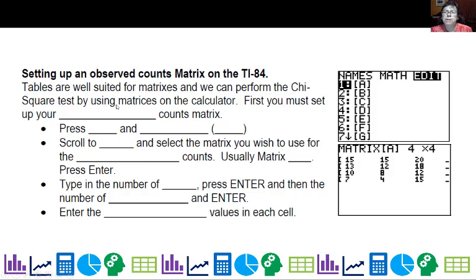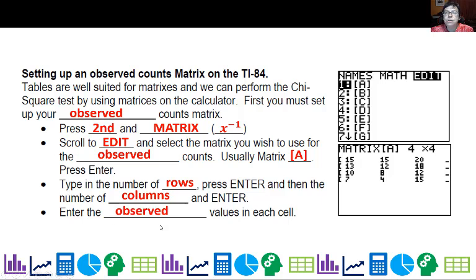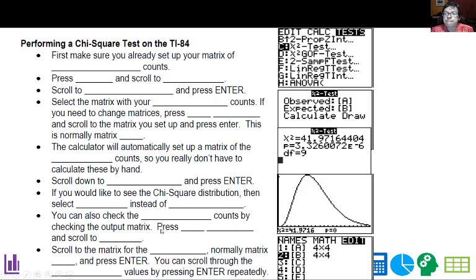If you want to set up an observed counts matrix on the TI-84, you can use matrices, right? So first you must set up your observed counts matrix. Press 2nd, matrix, the x^-1 button, and scroll to edit and select the matrix you wish to use for the observed counts, usually matrix A. Then you're going to press enter. Type in the number of rows, press enter, and then the number of columns and press enter, and enter the observed values in each cell.